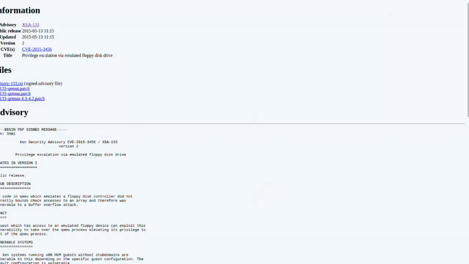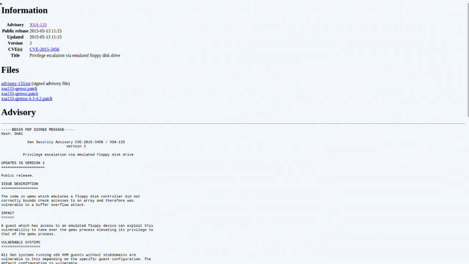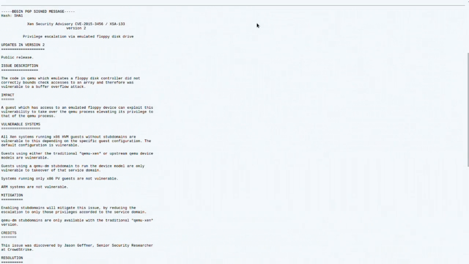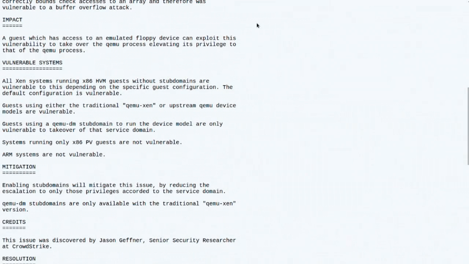So then Xen has their advisory, number 133 for 2015. Or just 133 in general. And they say code in the QEMU, which emulates the floppy disk controller, did not correctly bounds check accesses to an array and therefore was vulnerable to a buffer overflow attack. They say all Xen systems running x86 HVM guests without stub domains are vulnerable to this, depending on the specific guest configuration. The default configuration is vulnerable. Guests using either the traditional QEMU-Xen or the upstream QEMU Xen device model are vulnerable.